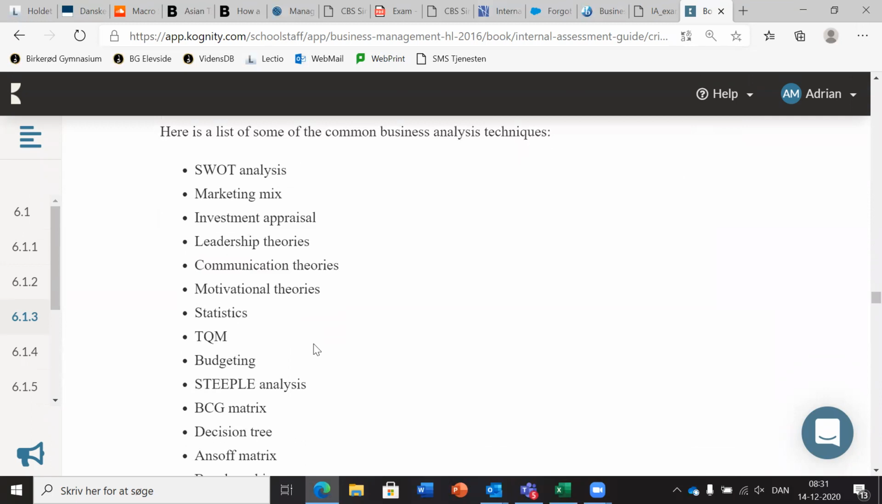So here are some of the tools. In addition to the fishbone, Lewin, and some financial ones that this student used, here are some other tools you can use: the SWOT, the marketing mix, investment appraisal. Remember this from finance. Different leadership theories, communication theories, motivational theories. Communication theory is basically about what good communication looks like. We didn't do communication theories in the course to the same extent as leadership or motivational, but you can still apply it here.